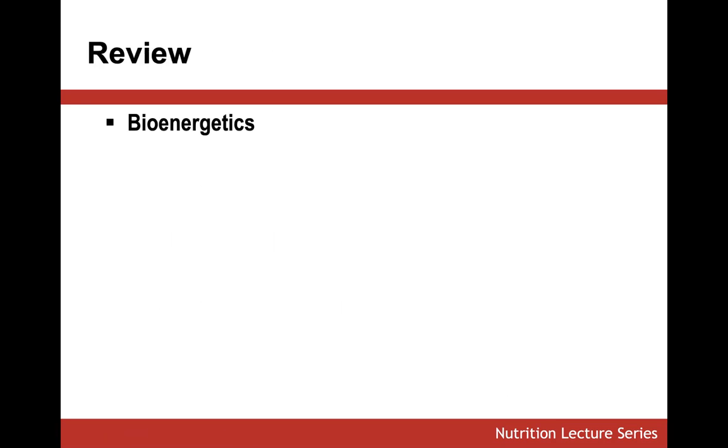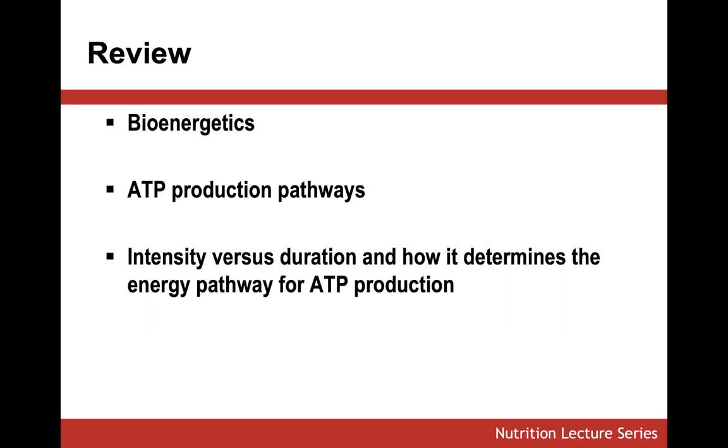So let's talk about a little bit of review. In lecture number 1, we discussed and defined bioenergetics. We discussed the 3 different energy production pathways to create adenosine triphosphate, also known as ATP. And again, we defined ATP as the basic energy unit utilized by the human body for all its biological processes. And finally, we discussed this concept of intensity versus duration and how it determines the energy pathways.